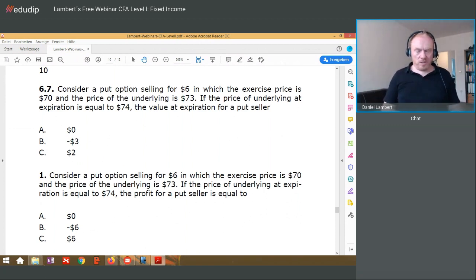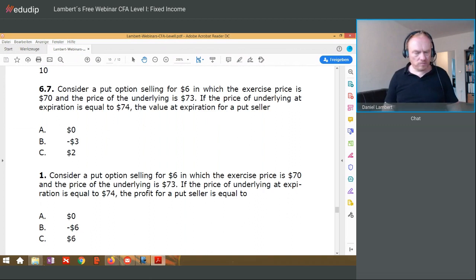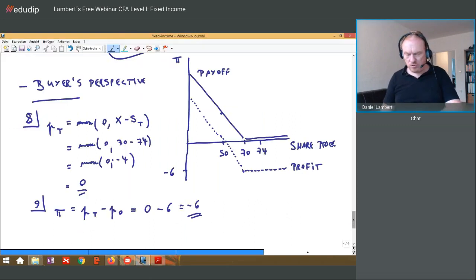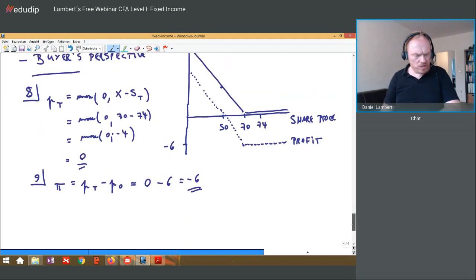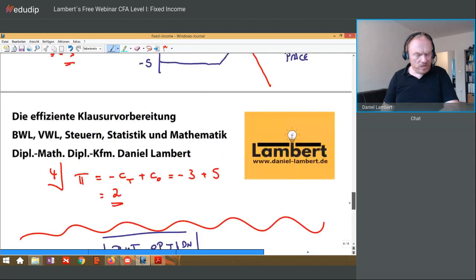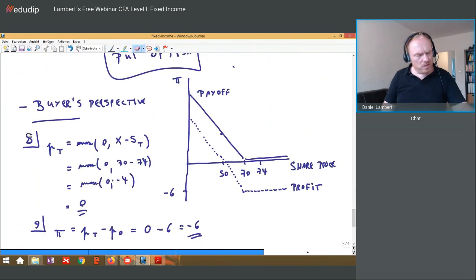And by doing so, in question number 7, if the share price is equal to 74, the valid expiration for the put seller is equal to what? What is the right answer to your mind? Question number 9 is not correct, and 8 isn't correct either. It is 5 and 6, isn't it? It is 5 and 6.